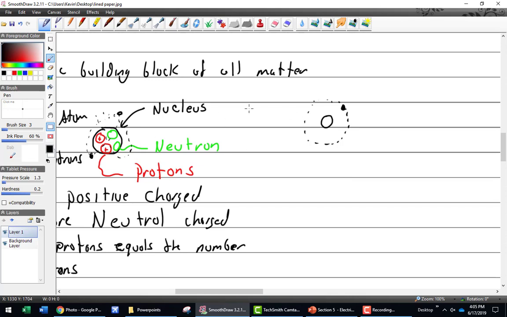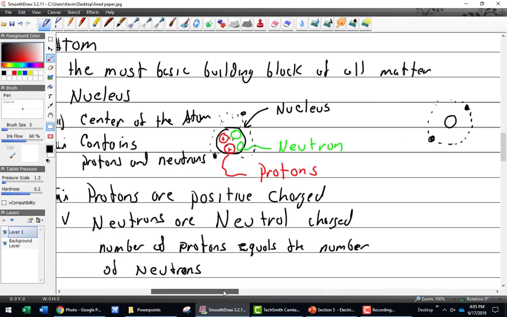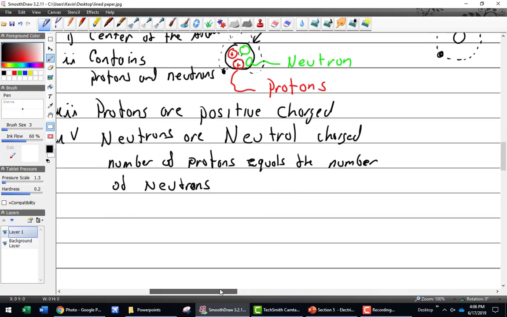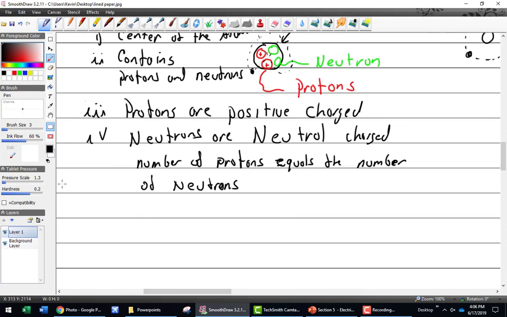So, interesting enough, if I have 2 protons and 2 neutrons, I would also have 2 electrons, going around out there. We'll just put them like that, going around that little orbit. Now we'll come back over here. We're going to write about electrons. So electrons orbit the nucleus in what are called shells.